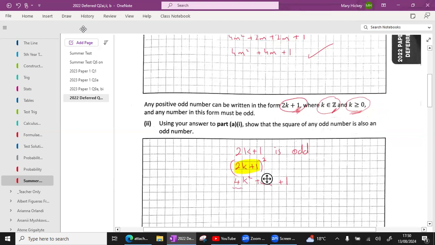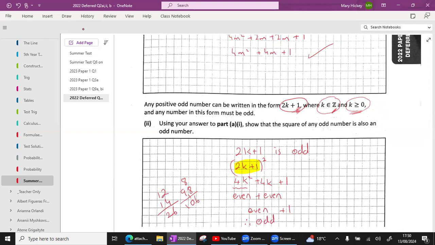Show that the square of any odd number is also an odd number. Now, if I have 4k squared, that is even. How do I know? Because it's divisible by 2, as in 2 goes into 4 without a remainder. I also know that this is even. Now, even plus even gives even. So think about this for a sec. If I have a 12 and a 14, I get 26, even. If I had 8 and we'll say 98, even. So even and even gives us even. So it's even plus 1.